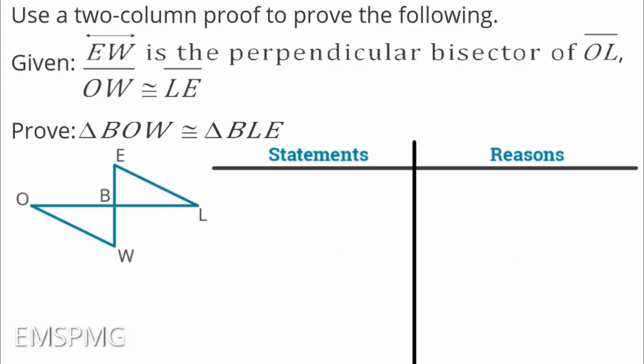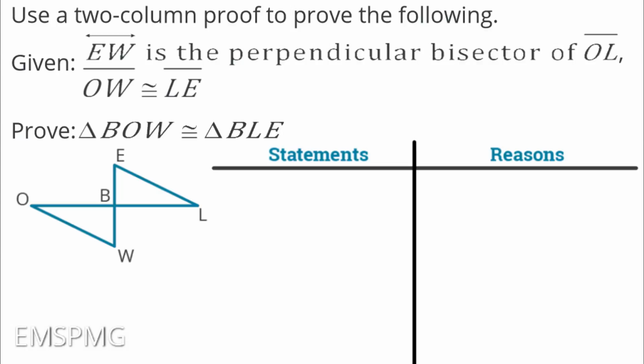Same directions as before, we need to use a two-column proof to prove the following. We know EW, this line right here, is the perpendicular bisector of segment OL, and we know that side OW is congruent to LE. Our job is to prove the two triangles congruent.